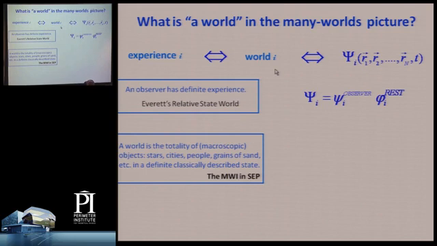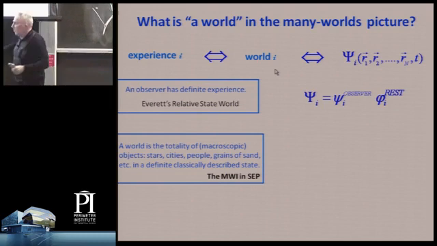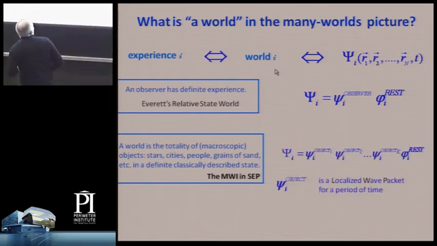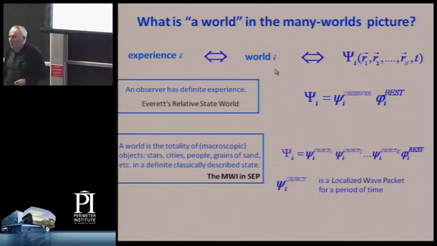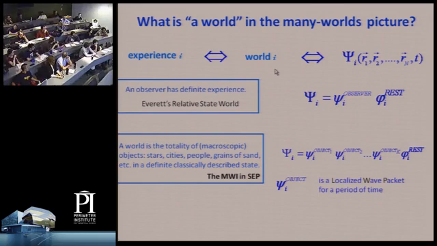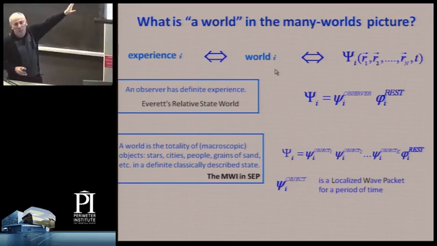All macroscopic objects have to be in a particular state. Electrons, photons, neutrinos, they can be whatever. They can be spread out whenever they want. Again, the concept of world is not physical.